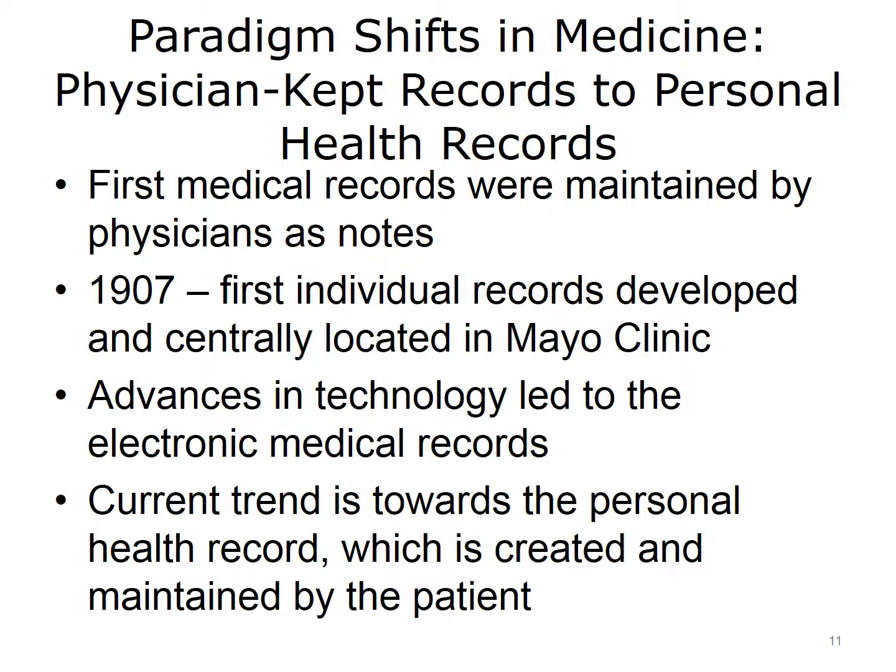The next paradigm shift that we will examine is the shift from physician-kept patient records to personal health records. The first medical records were notes that were maintained by physicians. In 1907, Dr. Henry Stanley Plummer at the Mayo Clinic in Rochester, Minnesota, developed a system of medical records where each individual patient was assigned his or her own record. These records were stored in a centralized fashion in the Mayo Clinic, and any clinician who was taking care of a patient could access the patient record.